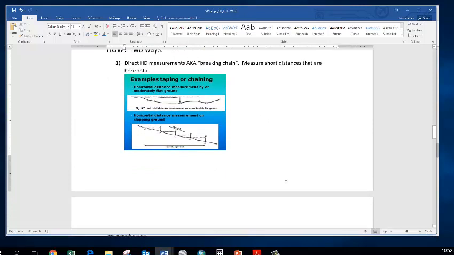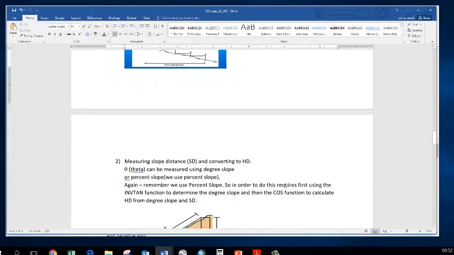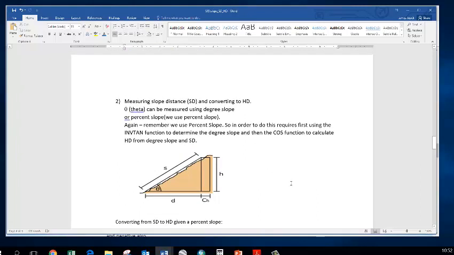That's one way of doing it, and we actually practiced that last week or 2 weeks ago. The other is it's so steep that you just say, forget it. I'm just going to actually measure the slope and the slope distance, and then I'm going to mathematically convert it to horizontal distance. Okay, so basically what you're doing is you're measuring slope distance and theta.